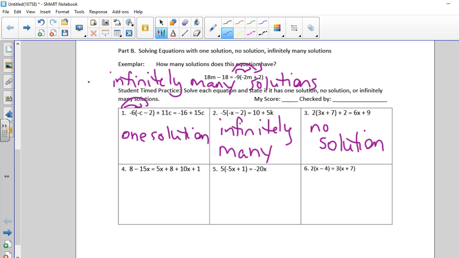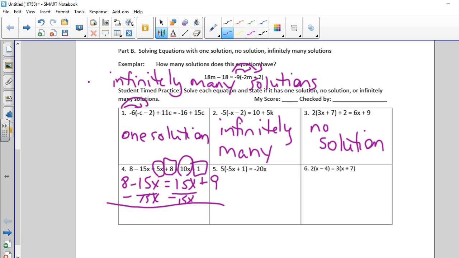Number 4. We don't have any parentheses, but we do have to combine like terms because we have a 5x and a 10x, and we've got these numbers 8 and 1. So let's make this simplified. 8 minus 15x equals 5x plus 10x is 15x, and 8 plus 1 is 9. Again, you see how this minus 15, don't let it fool you. Subtract 15x from both sides. It almost fooled me, and I already solved these. Make this go to 0, and you get 8 minus 30x equals 9.